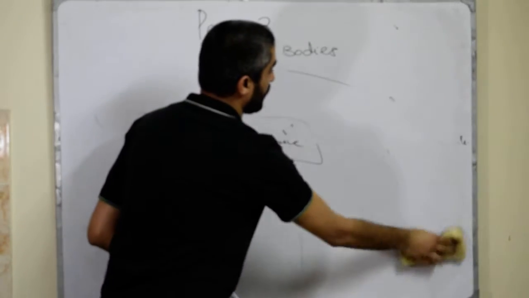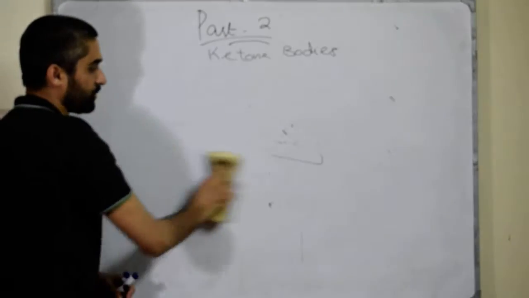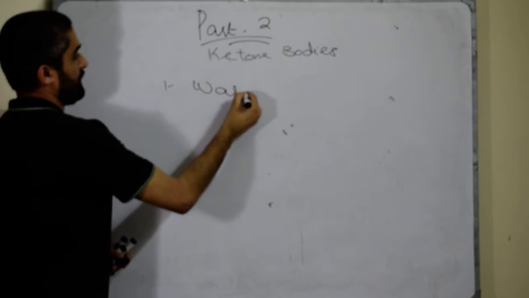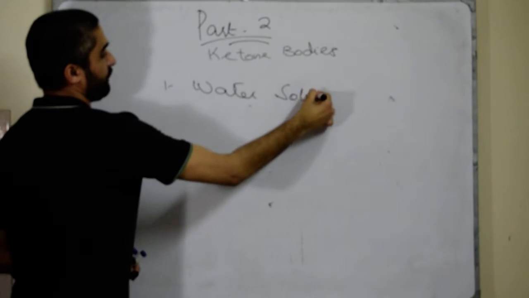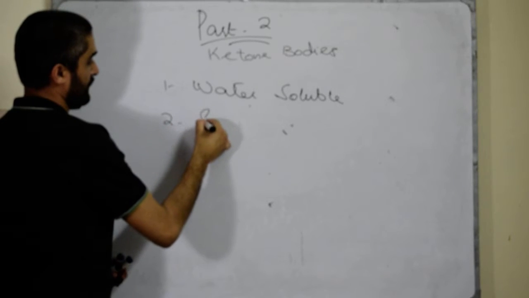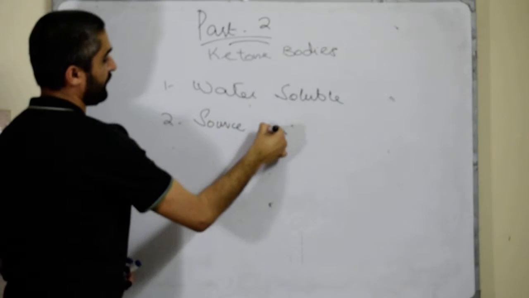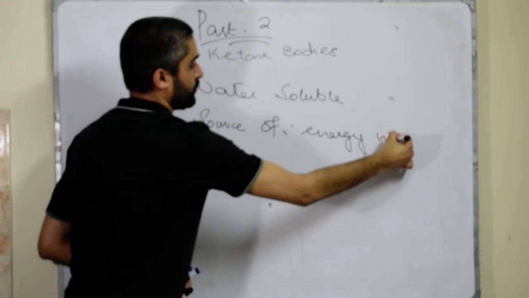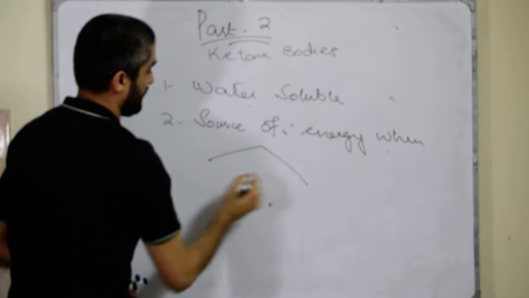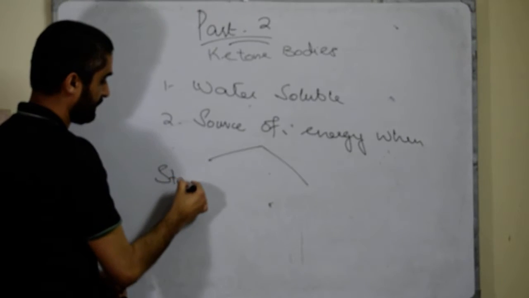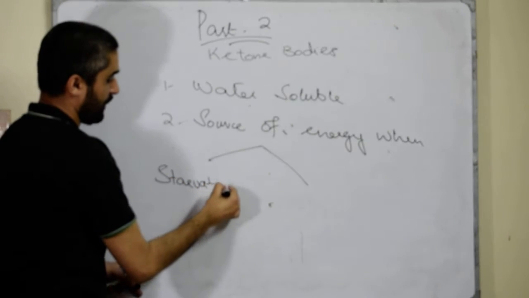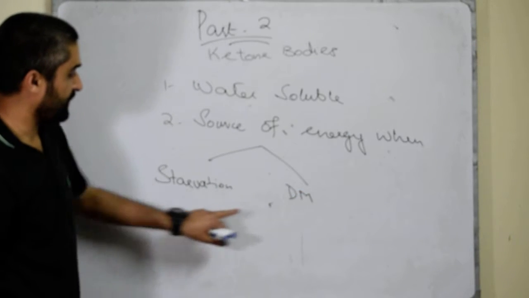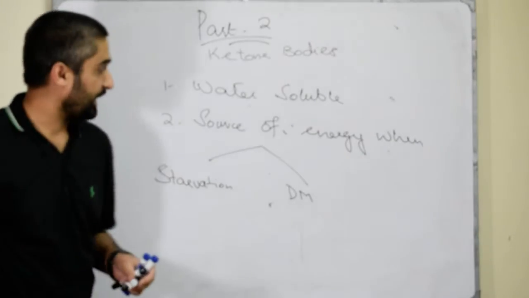Now coming to the reason why we are discussing these ketone bodies. Ketone bodies are water soluble molecules, which are a source of energy in two states: either starvation or diabetes mellitus.